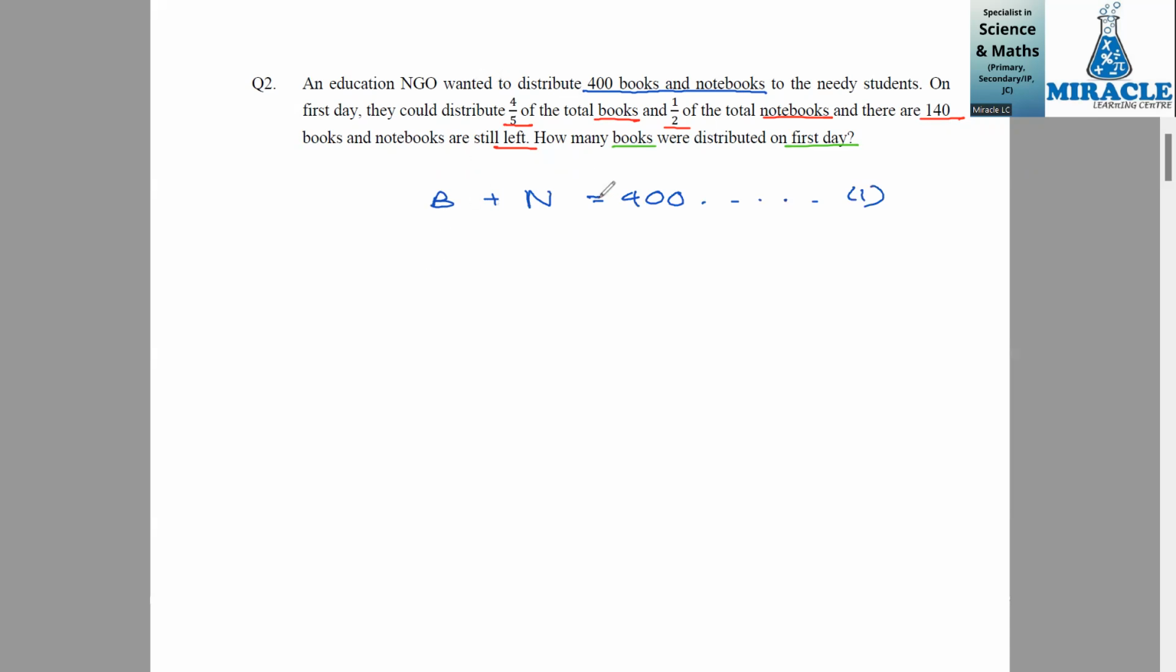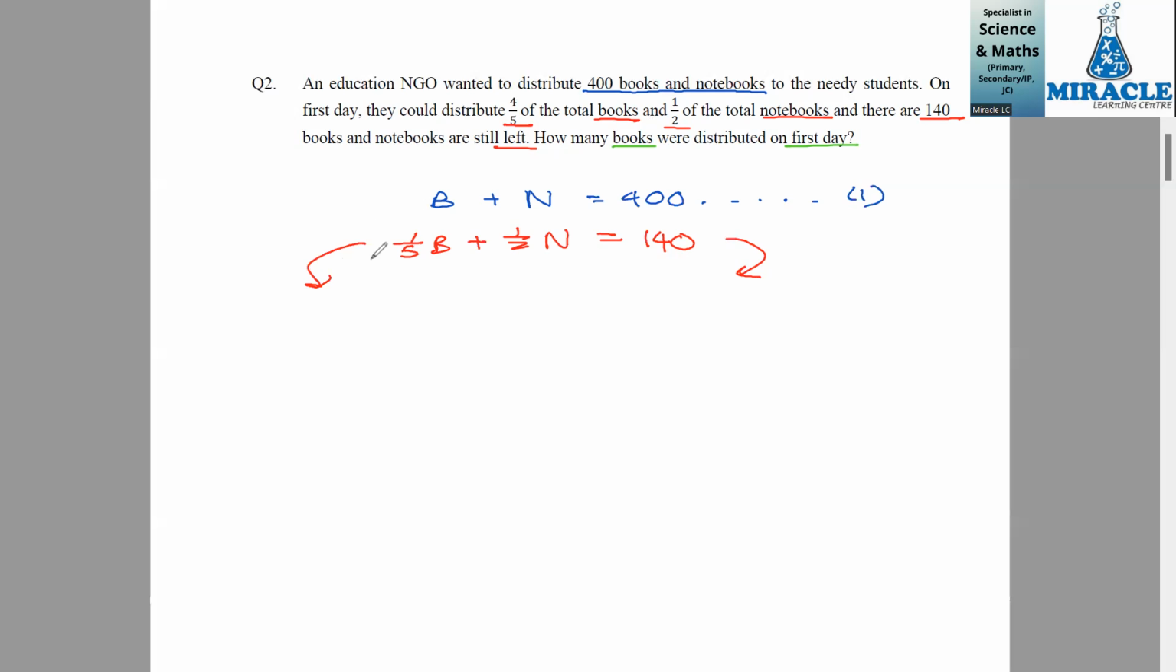And for our second sentence, we know that 4 out of 5 of the books and half of the notebooks were distributed and 140 were left. So for the right-hand side of our equation, let's write 140. And we know this is equal to the books not distributed, which is 1 out of 5 B, plus half N.